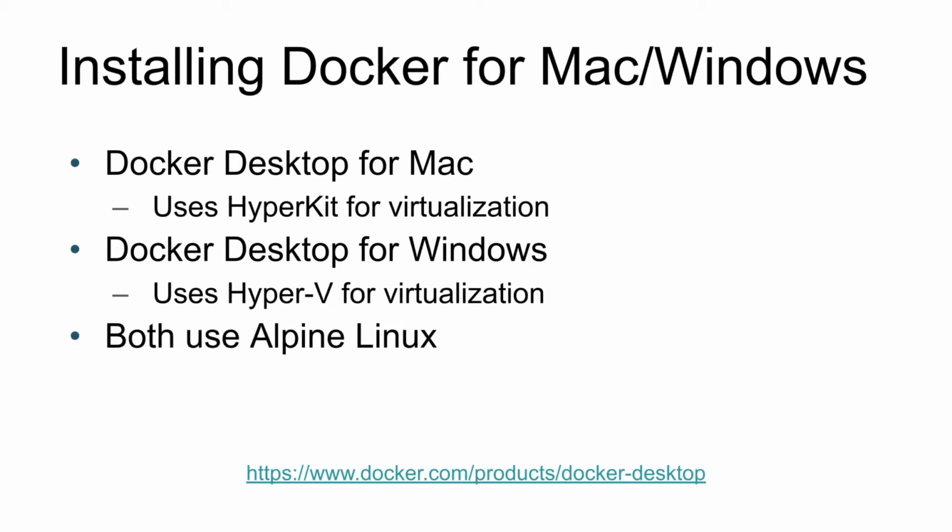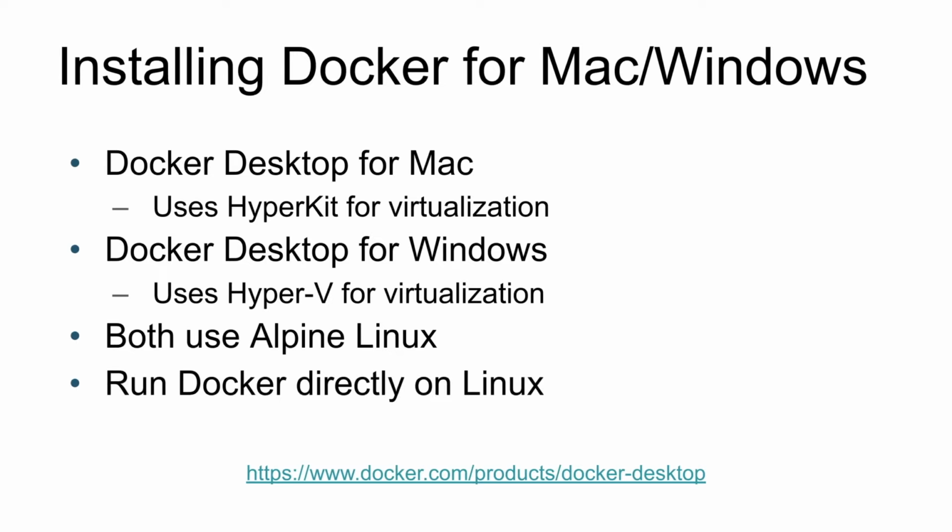Now, both of these, if you're running Linux containers, use Alpine Linux under the covers, and then it just uses virtualization on Mac or on Windows to talk to this Alpine Linux VM. Now, as I mentioned, you can run Docker directly on Linux. You do have to install it, but it's a very straightforward process because it's native to Linux anyway. They have documentation on that, but I'm going to focus on Docker Desktop.